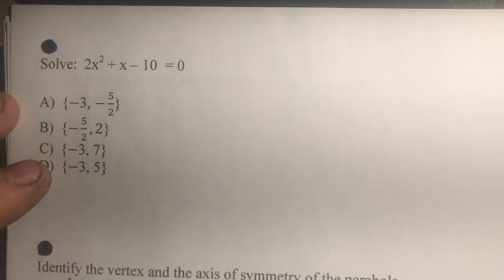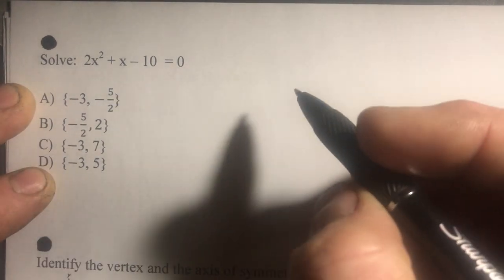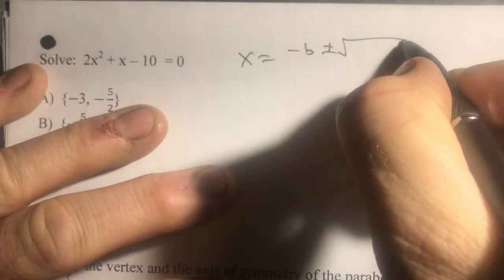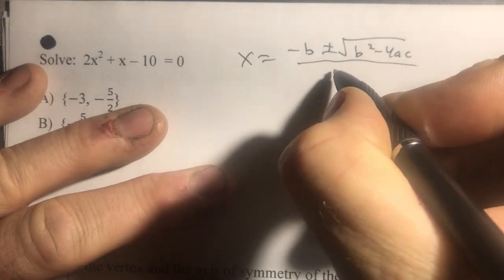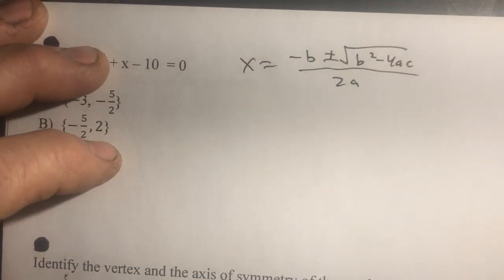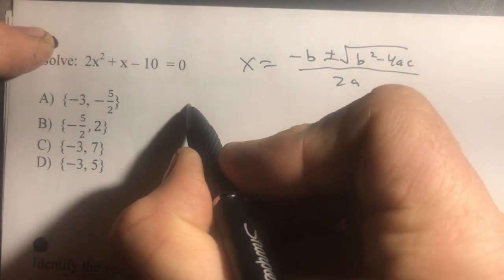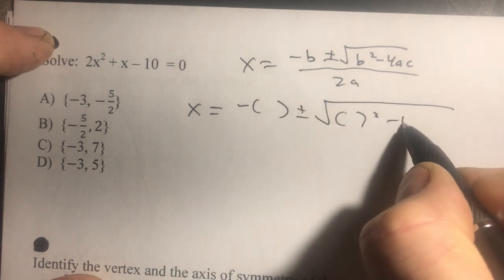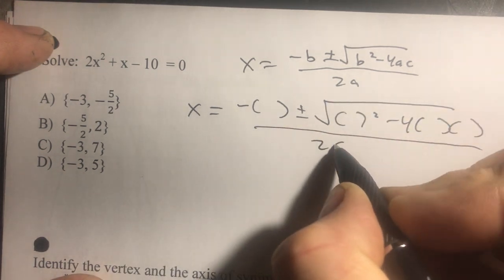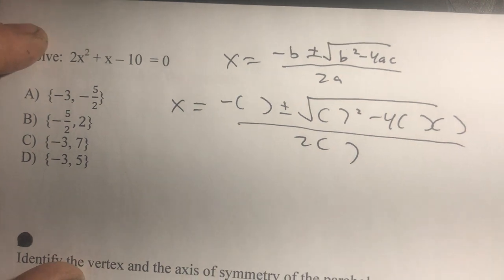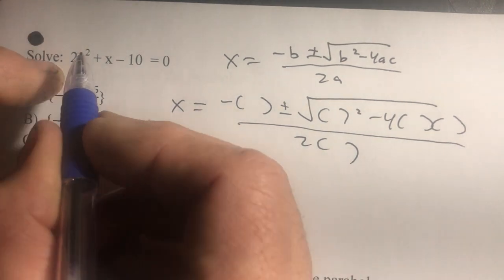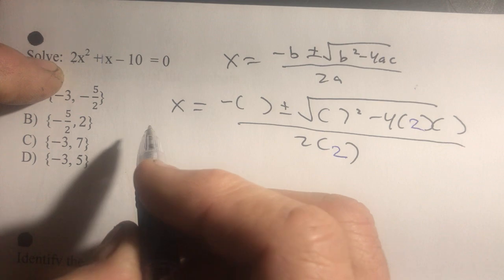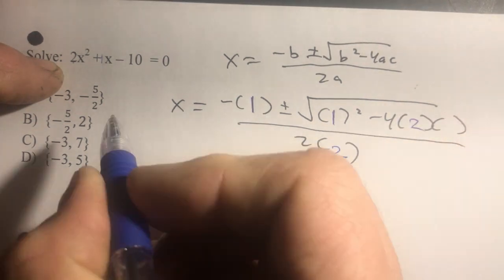What about this one? Solve this. All right, we're going to do the quadratic formula. X equals negative b plus or minus the square root b squared minus 4ac all over 2a. That's my quadratic formula. So I'm going to put these numbers in it. I like to write it all out like this first and then put my numbers in. So my a, see, is 2. That goes here and here. My b is 1. There's no number there, so that's a 1. And then my c is negative 10.